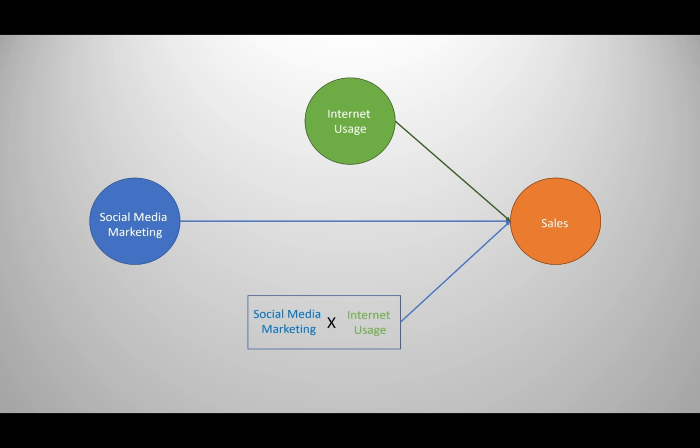Now the product term, or this interaction effect, is basically the moderating effect. So we check this interaction effect. If the interaction effect is significant, we can conclude that moderation exists, and that internet usage moderates the relationship between social media marketing and sales. Let's try to visualize this moderating effect.